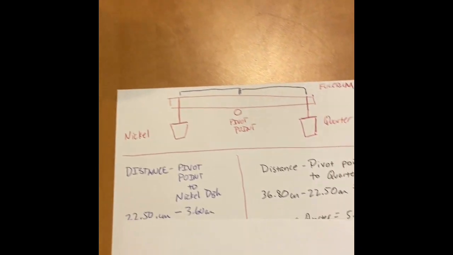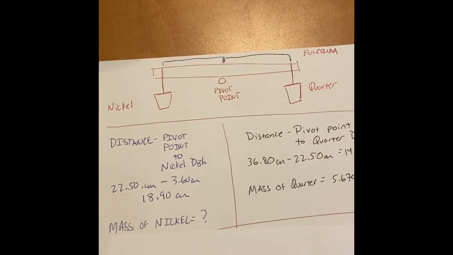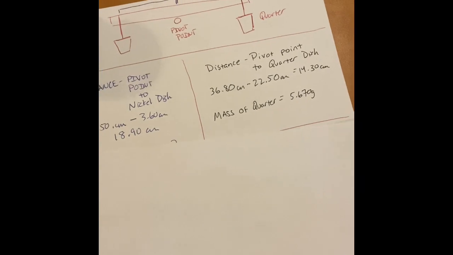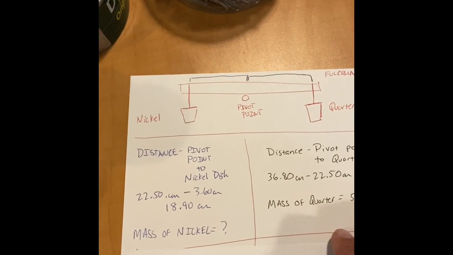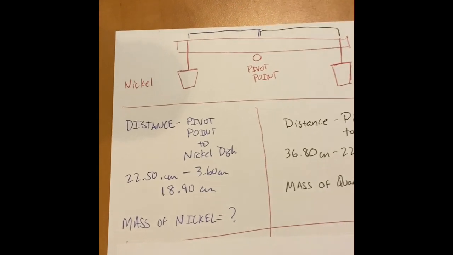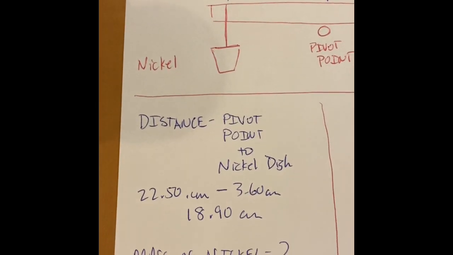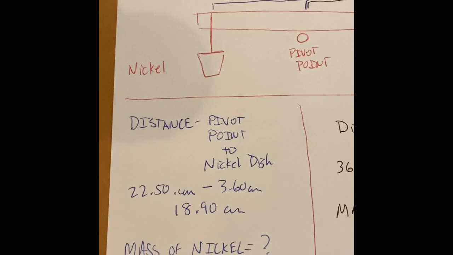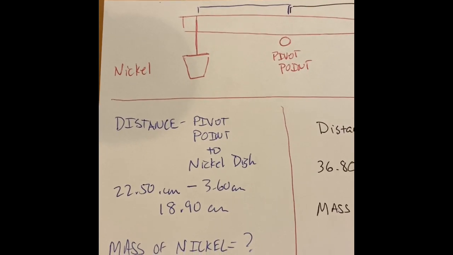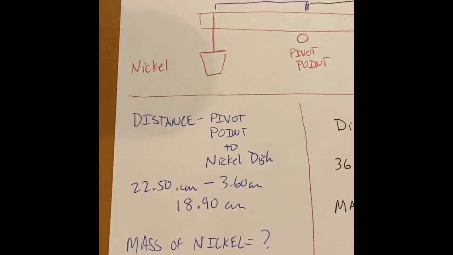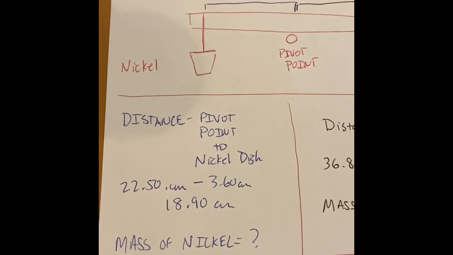So first of all, if we take a look, here is the actual data. And the data is, let me get this here for you, for the distance of the pivot point to the nickel. It's about 22.50 centimeters where the pivot point is, minus 3.60 centimeters where the nickel is. The distance is 18.90 centimeters, but we don't know the mass of the nickel.